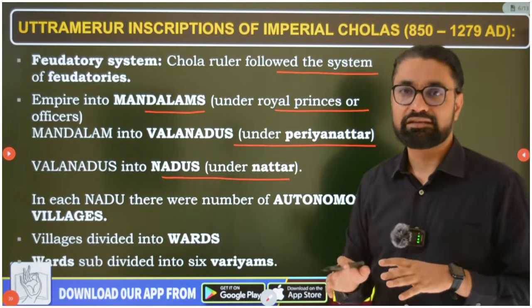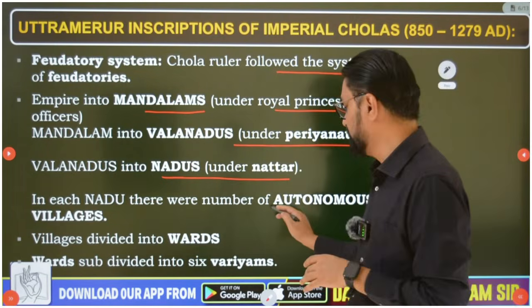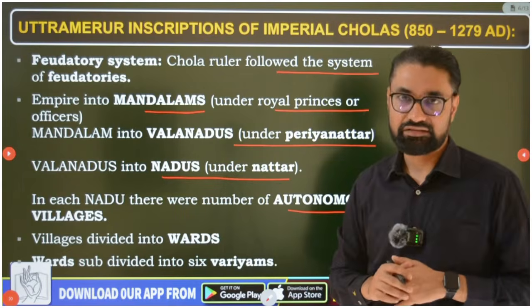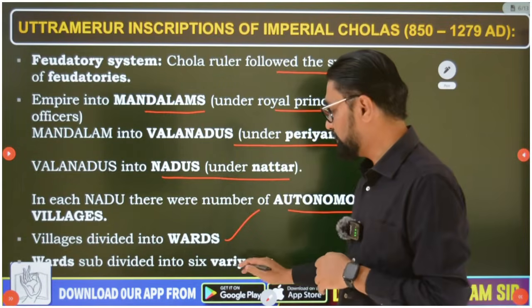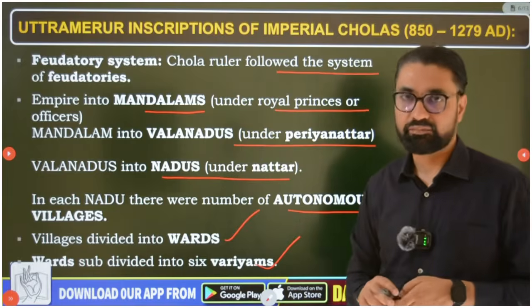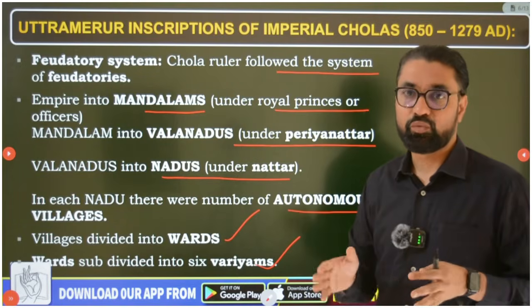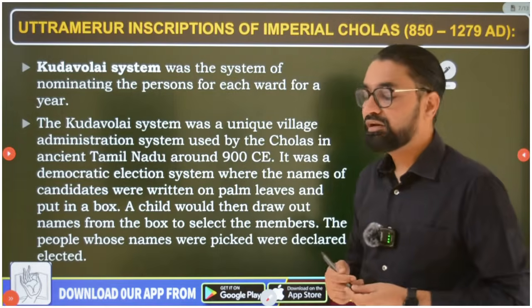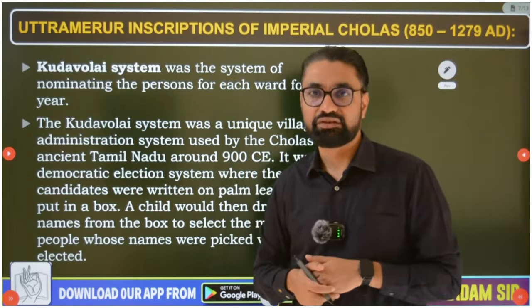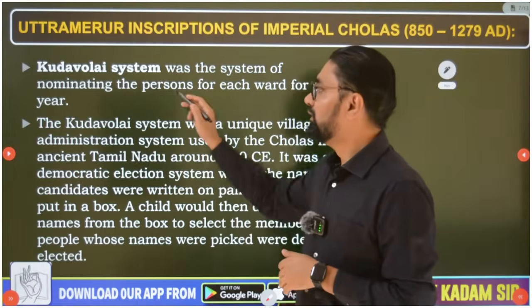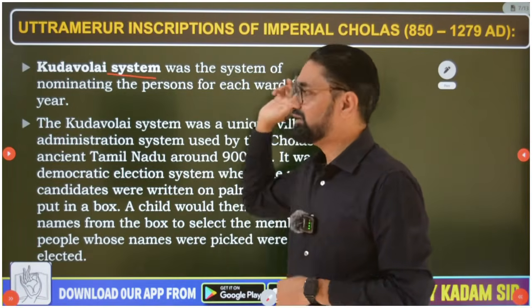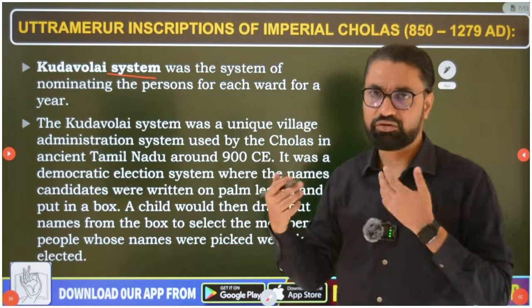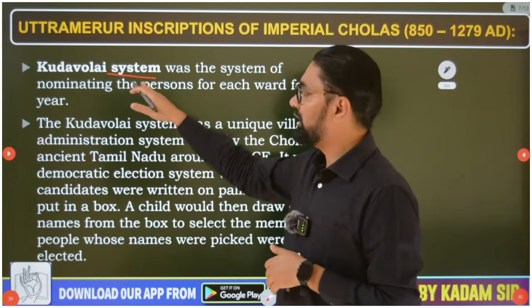And these districts, guys, were again subdivided into autonomous villages. Villages were divided into wards, and wards into variyams, maybe six of them. Now this system of village administration, guys, is known as the Kudavolai system. Remember this word, I might be pronouncing it wrong because it's a Tamil word, but Kudavolai system.